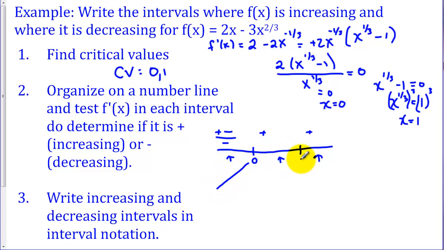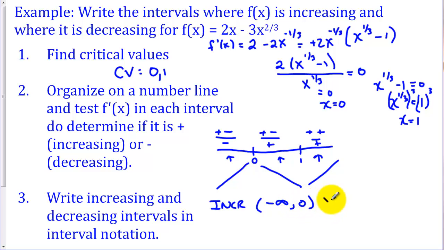If I put in, this was 1 here, sorry. If we put in 0.5, the cube root of 0.5 is smaller than 1, so this is negative. And the cube root of 0.5 is a positive number. So now we're decreasing, and here we would be positive, positive, positive. So we're increasing. So our increasing intervals are from negative infinity to 0 and from 1 to infinity, and decreasing is from 0 to 1.